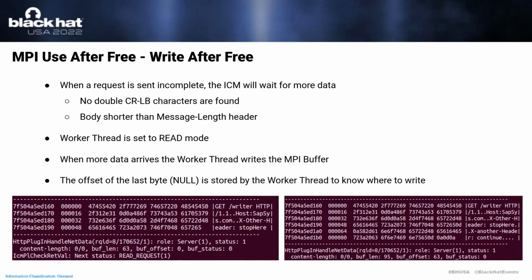So when this data arrives, it will be written at the end of the MPI buffer, at the position that is stored in the offset. Each worker thread has an offset for each MPI buffer. As you can see, if we send first some data and then we send more data, it will be placed in the same memory address, and the offset of this buffer will be modified.